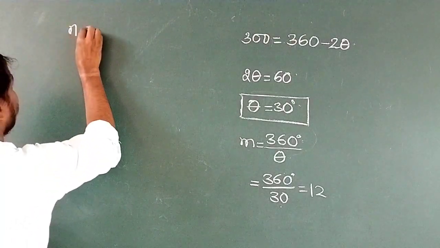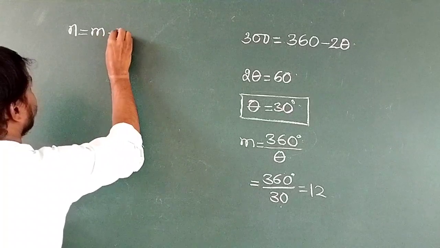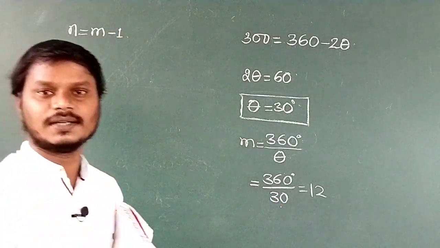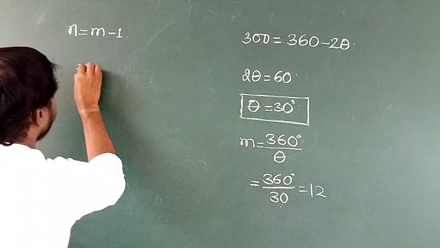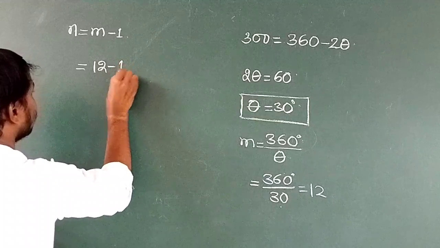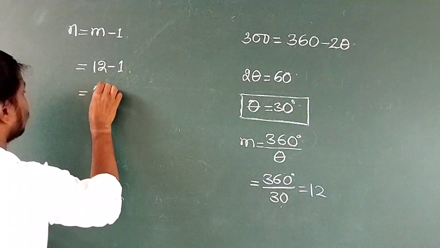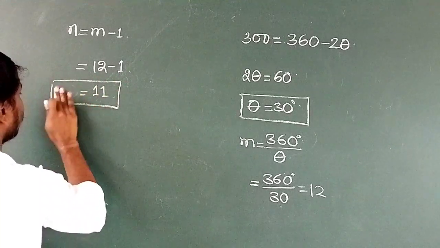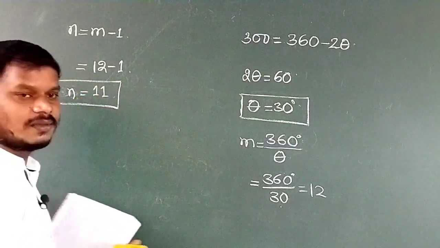So n is equal to m minus 1. If m is even number, we have to subtract 1 from the m. So m is how much? M is 12. 12 minus 1, that is 11. Then how many images formed by these two inclined plane mirrors? That is n number of images, 11 images.